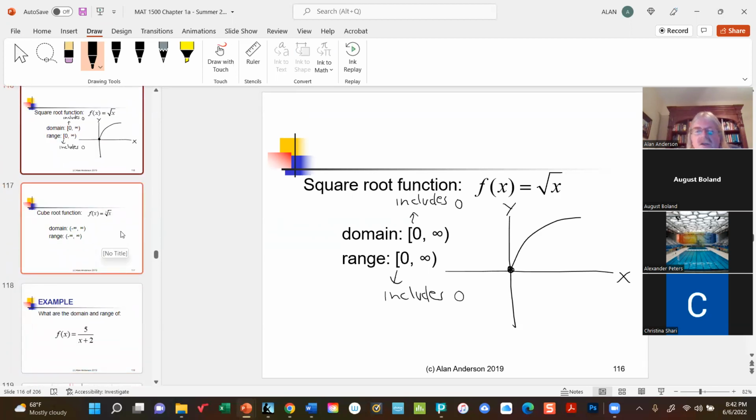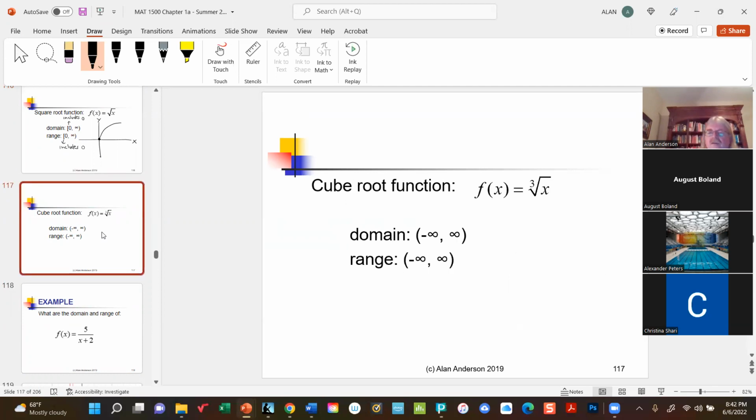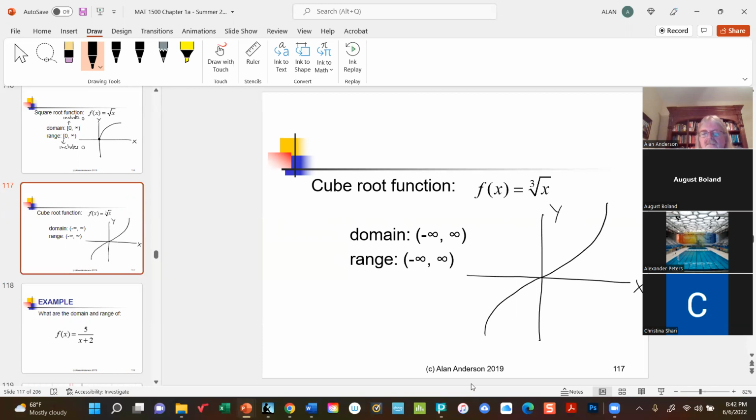All right, and one more, the cube root function. Remember the cube root can be negative, which means there are no values that would cause division by zero or an imaginary number. So that means that the domain and range will be all the real numbers. So in other words, it looks something like this. And you can see there's no restrictions on either the domain or the range.